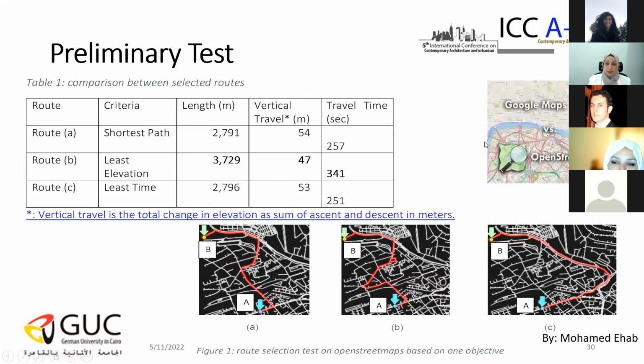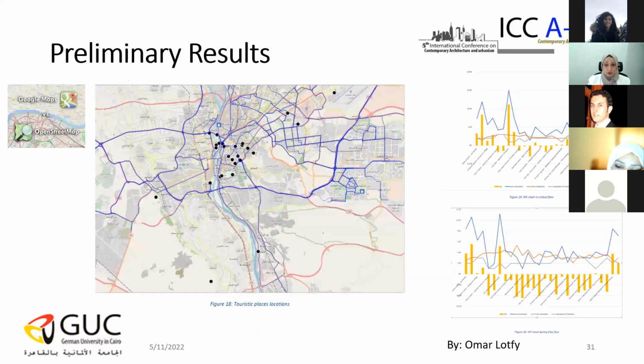We first investigated OpenStreetMap and we found that some parameters are not included, like the elevation. So we needed to take the elevation from Google Maps, which is not convenient for us. We will find that a route's travel time differs by the vertical travel from one route to another, and the vertical travel is very important if we are going to use non-motorized transportation modes.